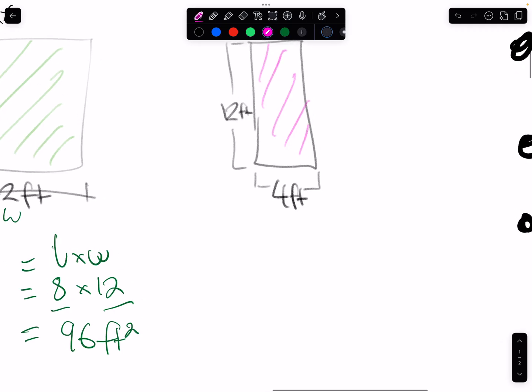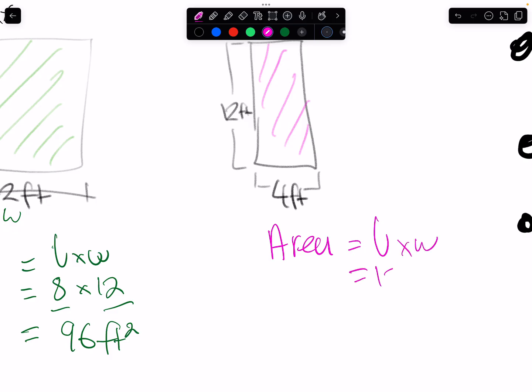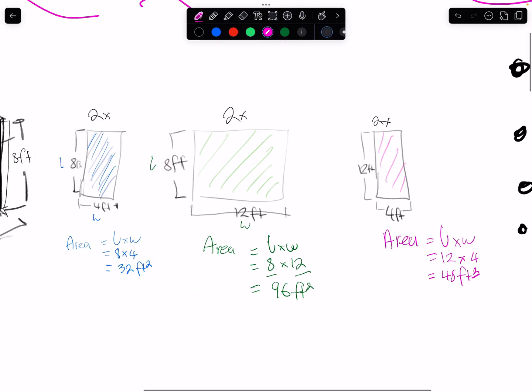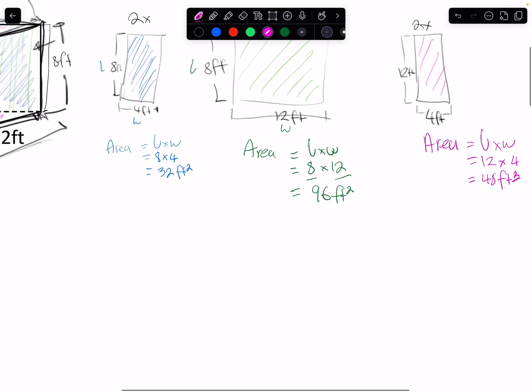So here, same again. It is a rectangle, so the area of a rectangle is length times width. Our length is 12, our width is 4. So 12 fours are 48 feet squared. There's the units. All right, now pause this if you want, just while you copy all that down. Then we're going to move into this.